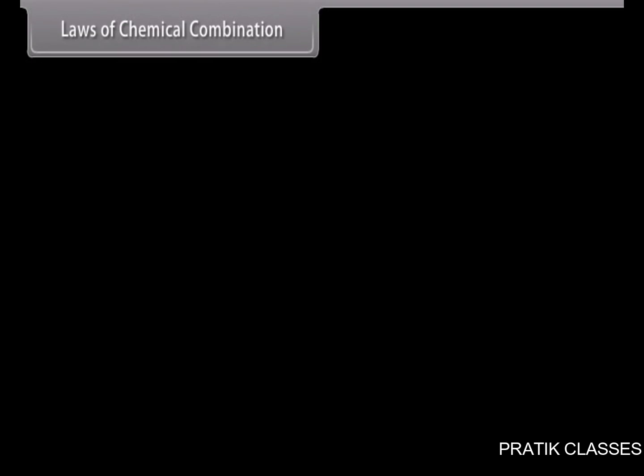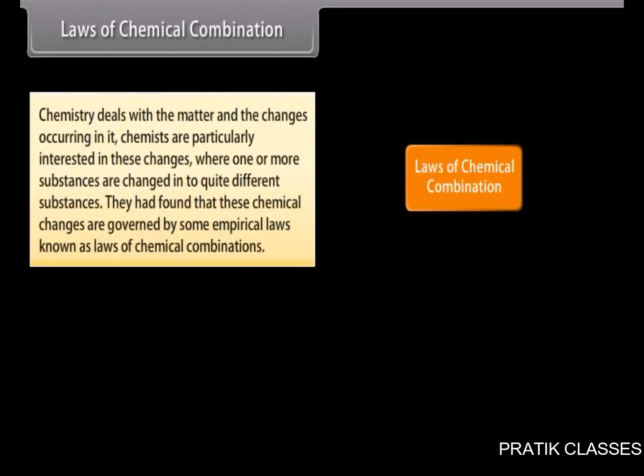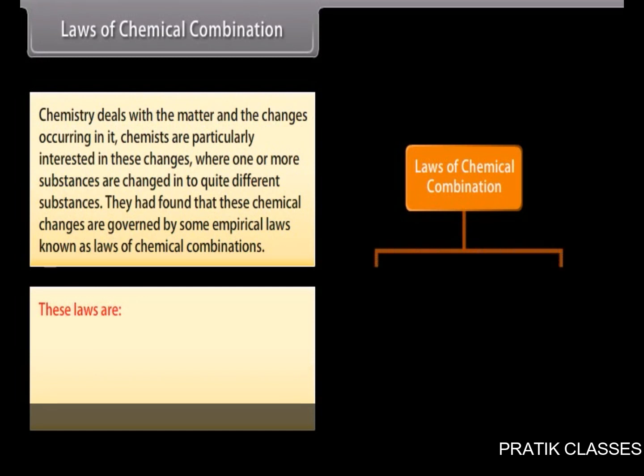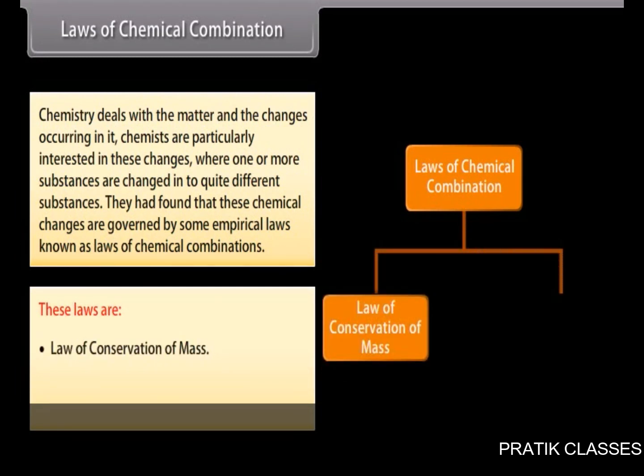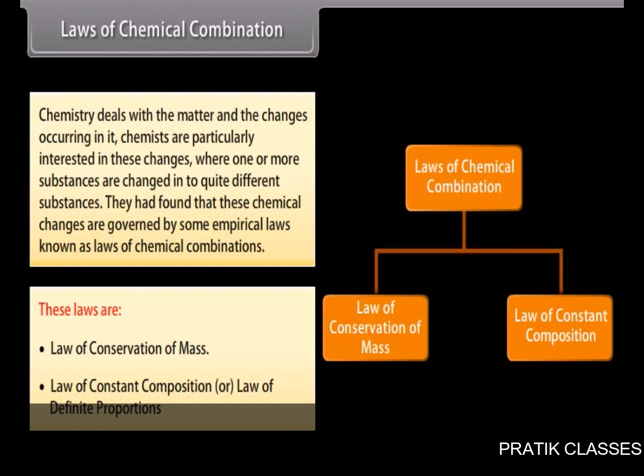Laws of chemical combination. Chemistry deals with matter and the changes occurring in it. Chemists are particularly interested in changes where one or more substances are changed into quite different substances. They found that these chemical changes are governed by some empirical laws known as laws of chemical combination. These laws are the law of conservation of mass and the law of constant composition or law of definite proportion.